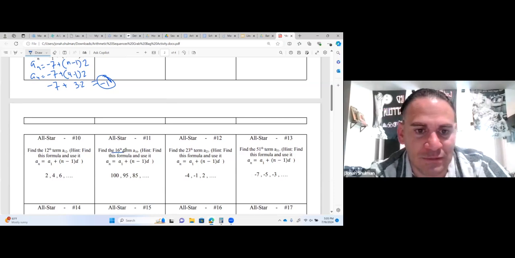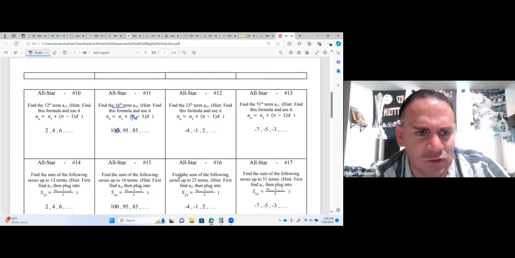Find the 16th term of the pattern. We would literally just put a 16 here and solve. Find the 23rd term of the pattern. These are still off. This should be 105. That's okay. So there's a little mistake in this one.